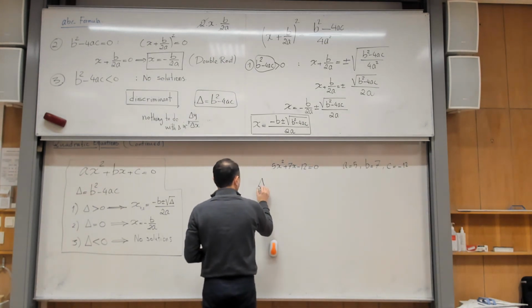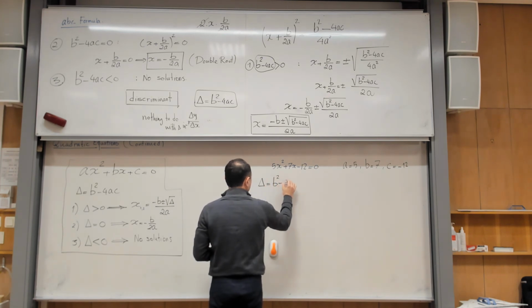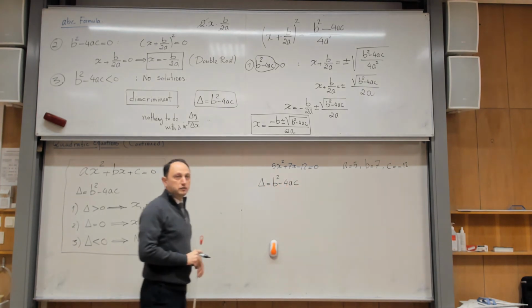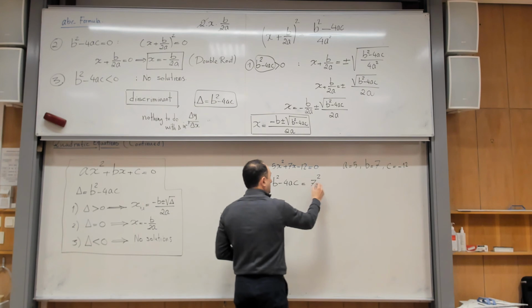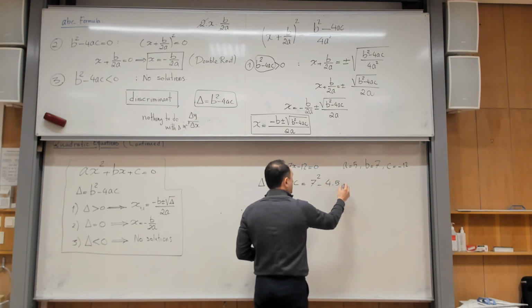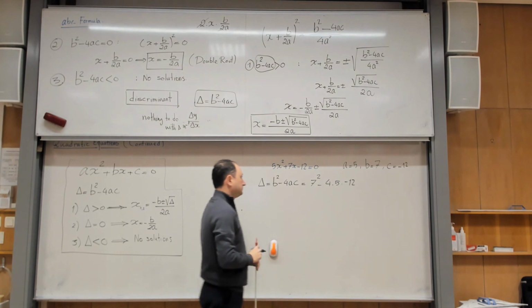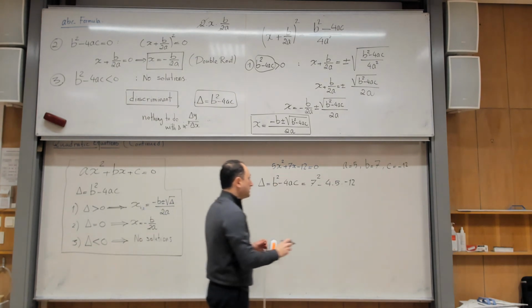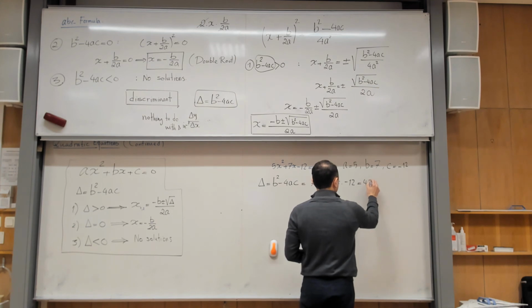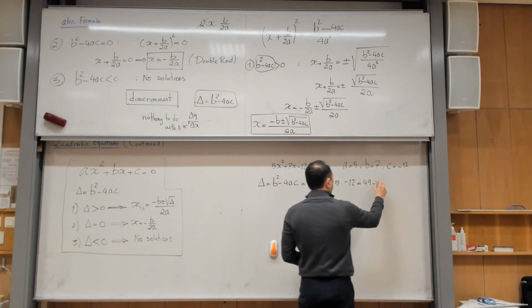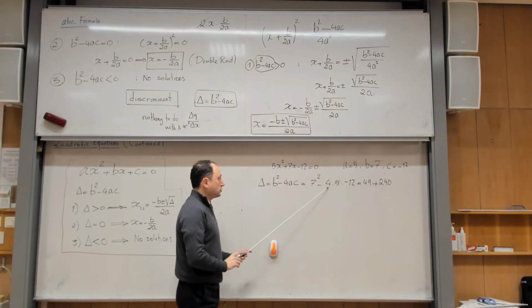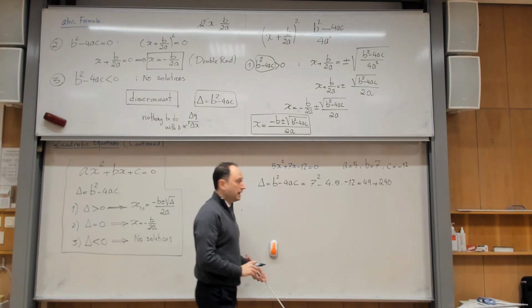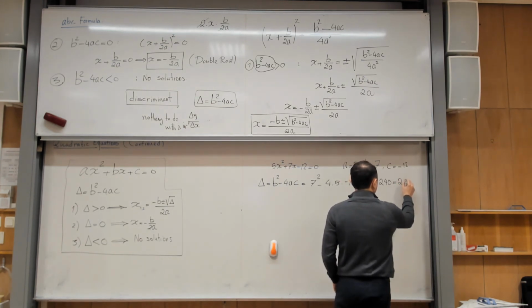The second thing I can calculate, I memorize the formula for delta, which is b squared minus 4ac. And I put those numbers here. So this becomes 7 to power 2 minus 4 times 5 times negative 12. And I calculate it. So this becomes 49 plus 240. Yes? Minus 4 times 5 is minus 20. Minus 20 times minus 12 is 240. And if I add them, it becomes 289.